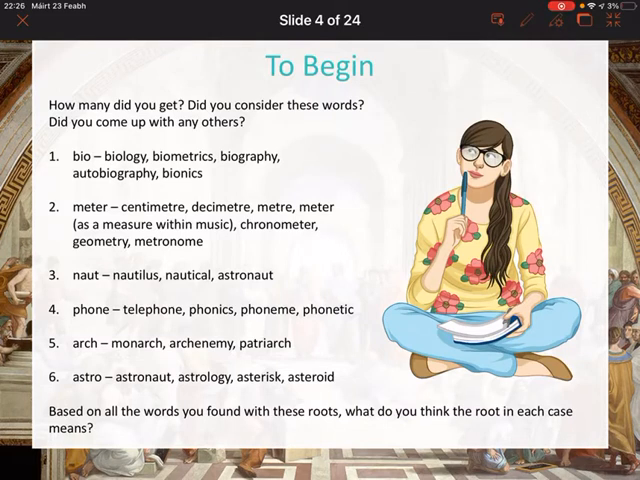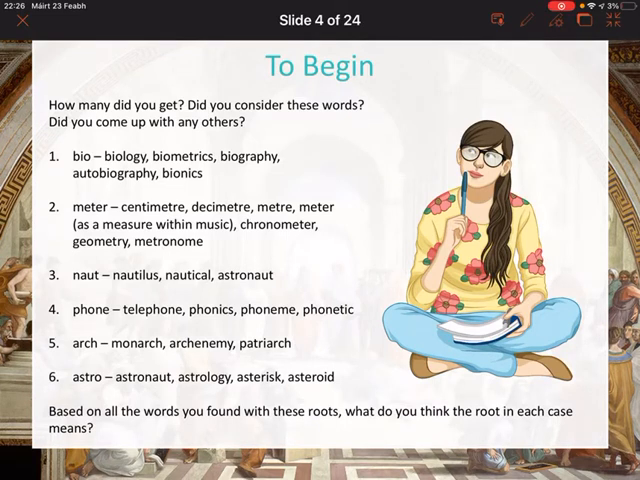Arch, you have monarch, arch enemy, and patriarch. And then astro: astronaut, astrology, asterix, asteroid. So based on the words that you found with these roots, what do you think the root in each case means?